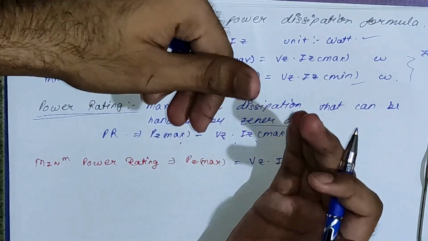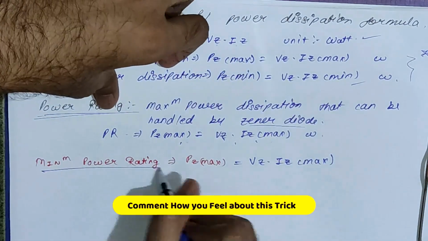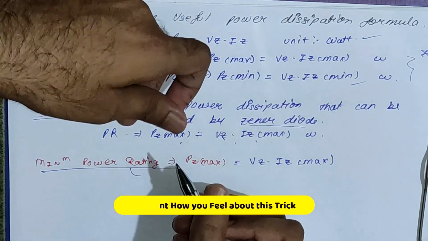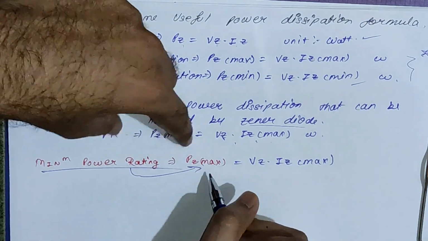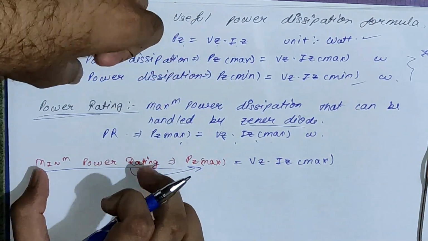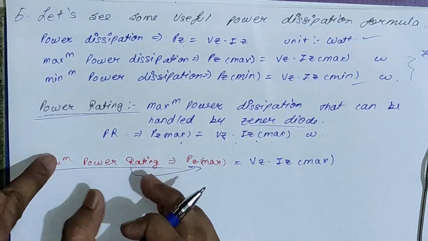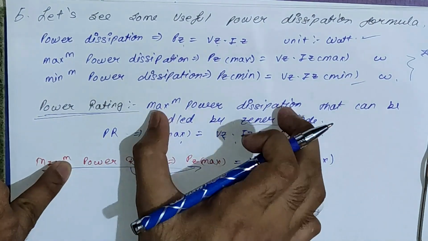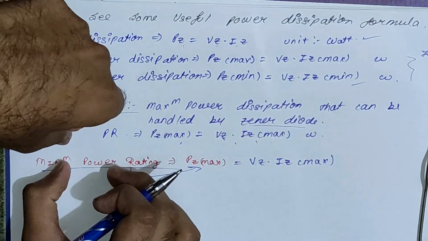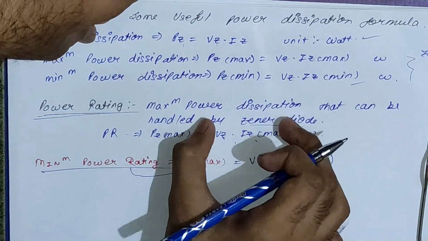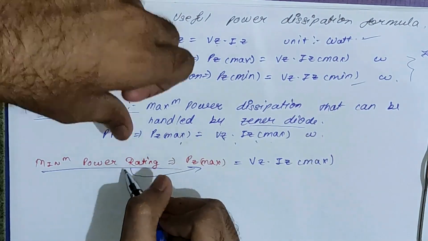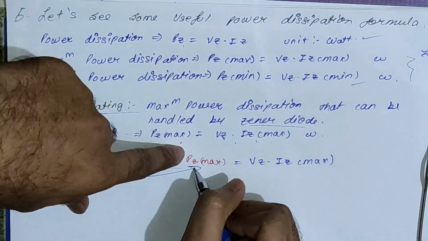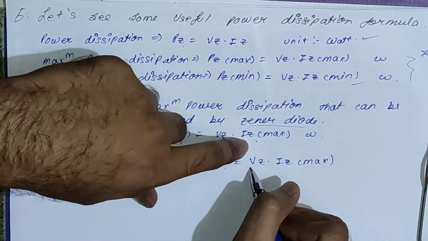Now in some questions you get a term like minimum power rating. For this, what we should take care of is that minimum power rating is nothing but maximum power dissipation. Why? Because it is asking for minimum power rating, and we know that power rating is nothing but maximum power dissipation. So minimum power rating will be the maximum power dissipation that can be handled by the Zener diode. So for minimum power rating, we are going to use the Pz max formula only, that will be Vz into Iz maximum.